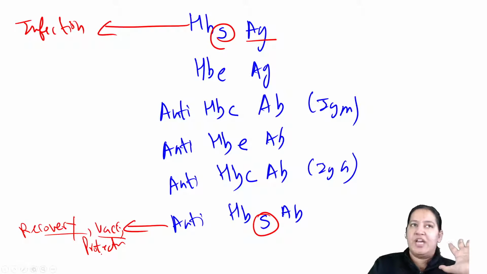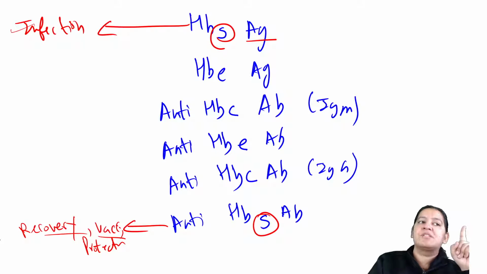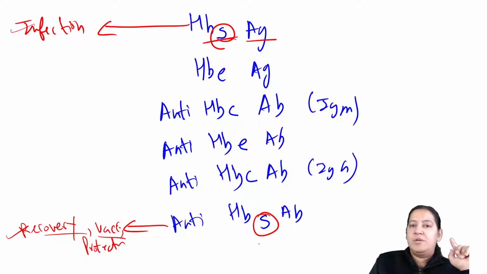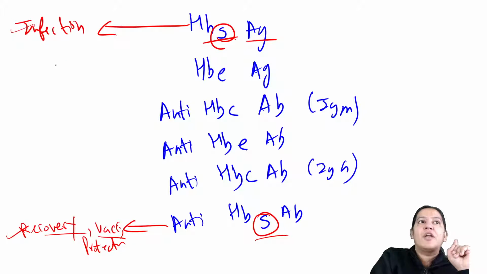The person has protection for the HBs antigen because vaccination provides protection. Recovery, vaccination, protection. Now the two things cannot happen together. Either the person will have infection or the person will have recovery. So both will not come together. In the blood sample, either you will get S antigen or you will get S antibody. Do you have any doubt in it? And S is the best marker for epidemiology.